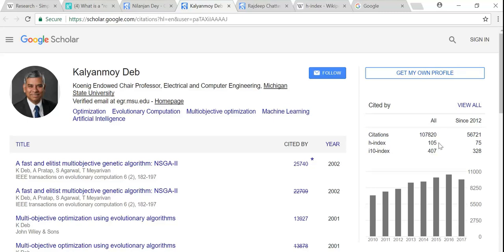And see, his H index is 105. So 105 means his 105 papers are getting at least 105 citations each, and the i10 index is 407. That means his 407 papers got citation more than 10 times.